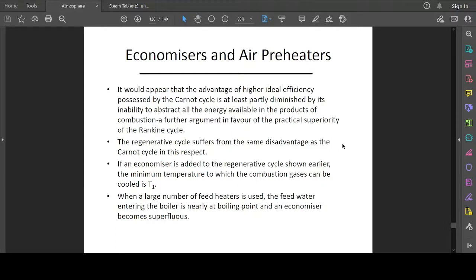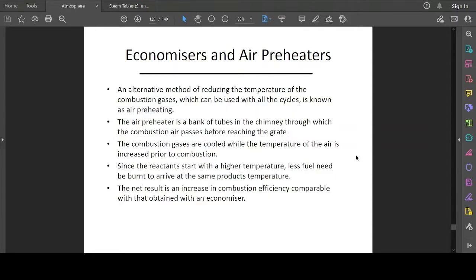So if an economizer is added to the regenerative cycle shown earlier, and the minimum temperature to which combustion gases can be cooled is T1. So when a large number of feed heaters is used, the feed water entering the boiler is nearly at boiling point, and an economizer becomes superfluous. So an alternative method of reducing the temperature of the combustion gases, which can be used with all the cycles, is known as air preheating.